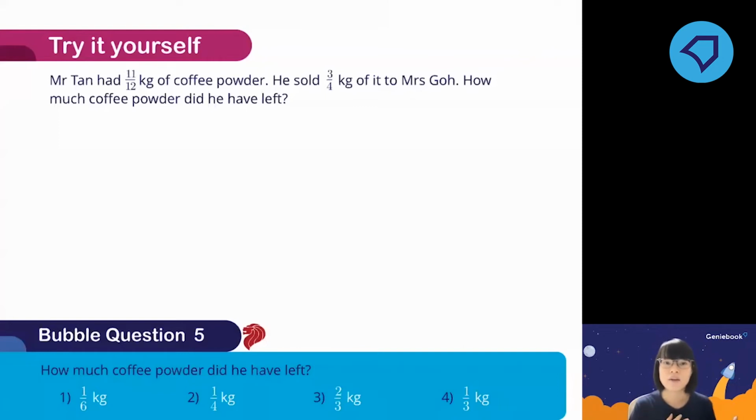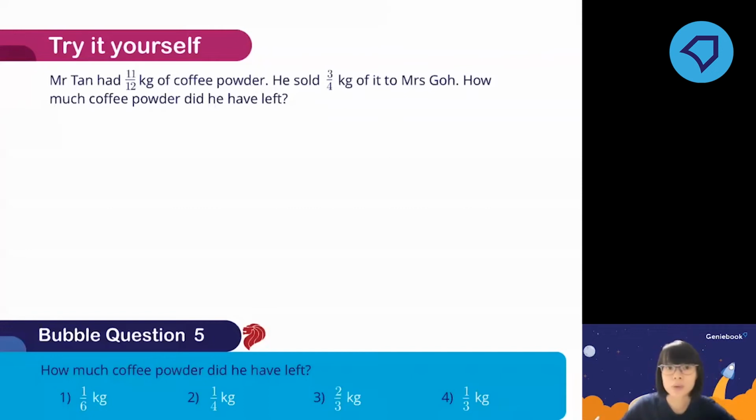So please write down and then make the denominators to be the same. Which one do you need? You need to make the denominators to be the same. So change 3 over 4 to be something over 12. Then you can do your subtraction.